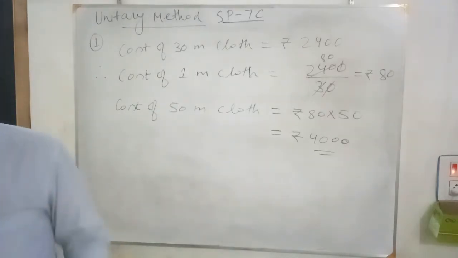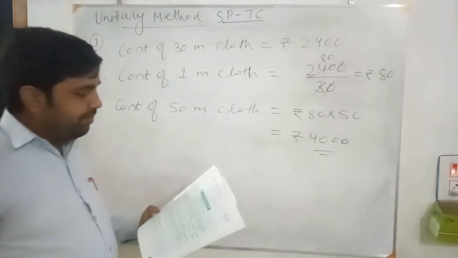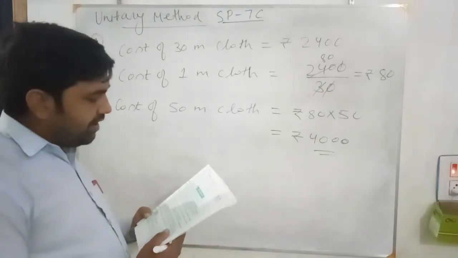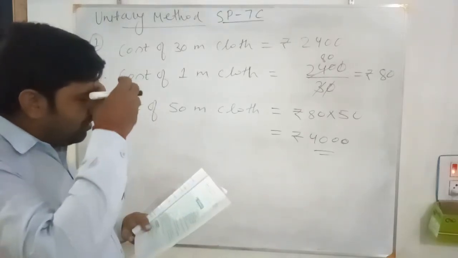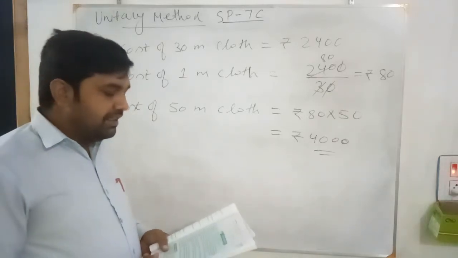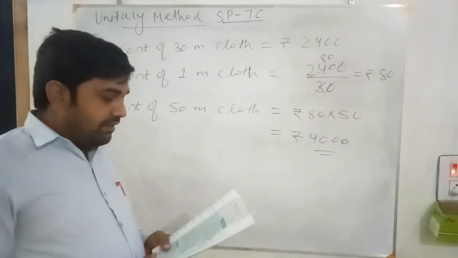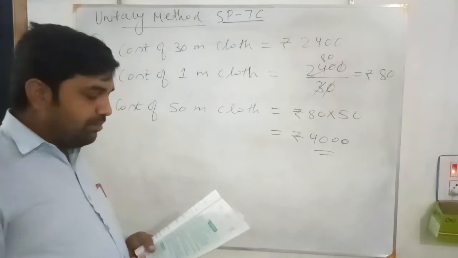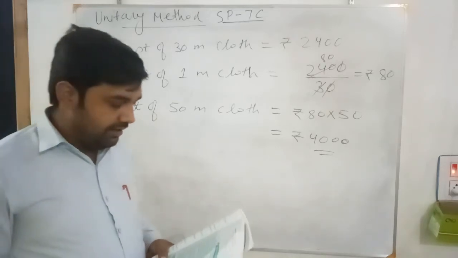Similarly here in question 2, it is given: if the cost of 8 ball pens is rupees 40, how much will 20 ball pens of the same kind cost? To find the cost of 20 ball pens, again you find the cost of one ball pen, that will be 40 by 8, that will give you 5 rupees. Now the cost of 20 ball pens will be 20 into 5, that is 100.